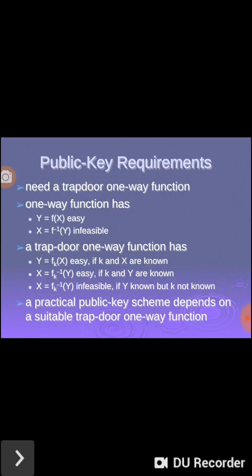It needs a trapdoor one-way function. The one-way function has y equal to f of x, which is easy, and x equal to f inverse of y, which is infeasible. The trapdoor one-way function is easy if k and x are known, easy if k and y are known, and infeasible if y is known but k is not known. A practical public key scheme depends on a suitable trapdoor one-way function.